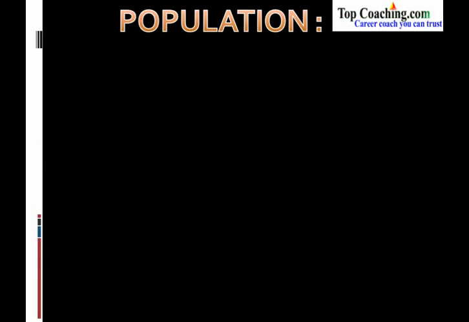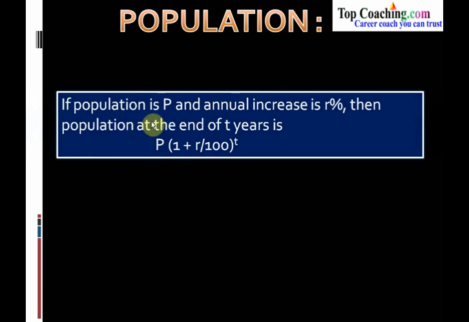Again, population follows the trend of compound interest. And how? If population is P and annual increase is R%, then the population at end of t years would be P into (1 + R/100) to the power of t. So if we have a population P and the annual increase is R%, then the population at the end of t years is given by P into (1 + R/100)^t. It is the same as the formula of amount which we used in compound interest.